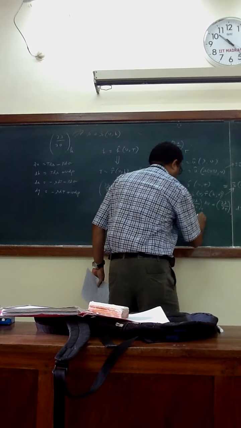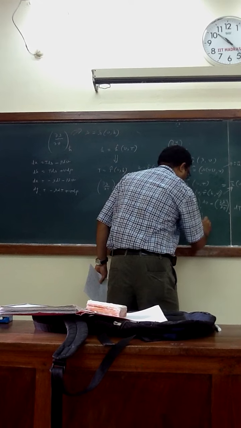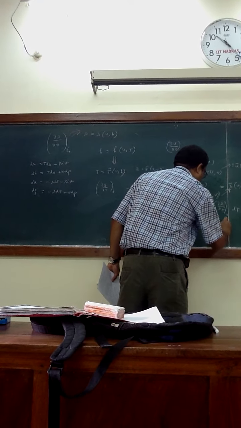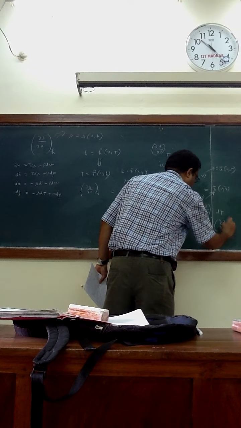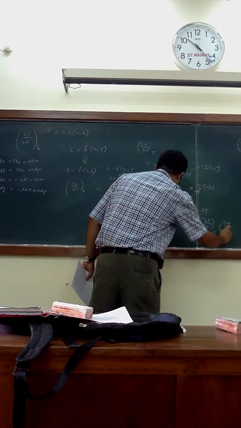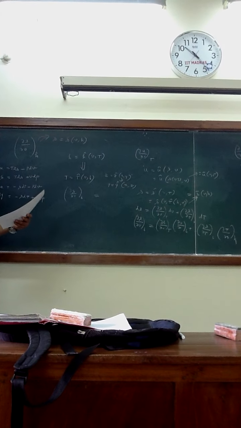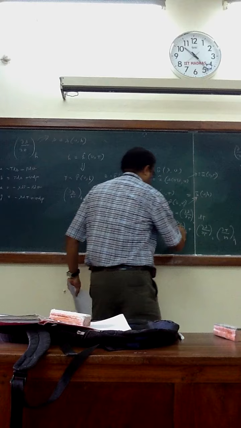Dou S by dou V at fixed T. You should get all S at fixed T. Dou V by dou V at fixed H. Dou S by dou T at fixed V. Dou T by dou V at fixed H. Dou V by dou V is 1.